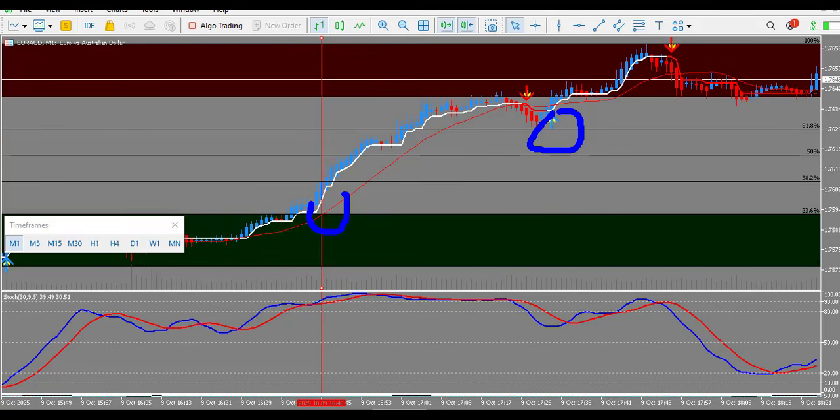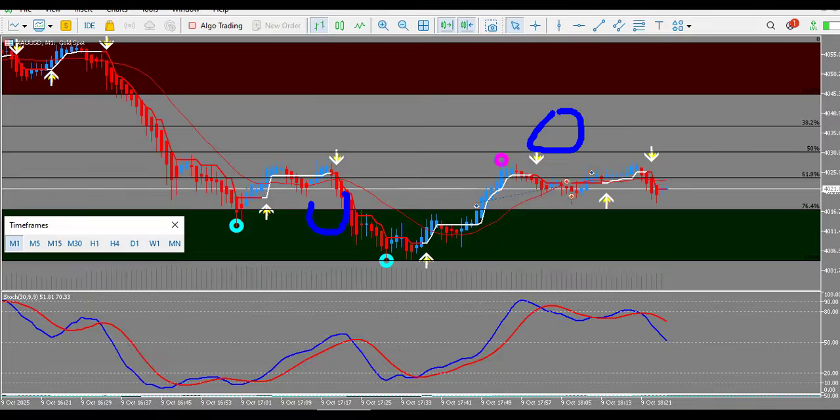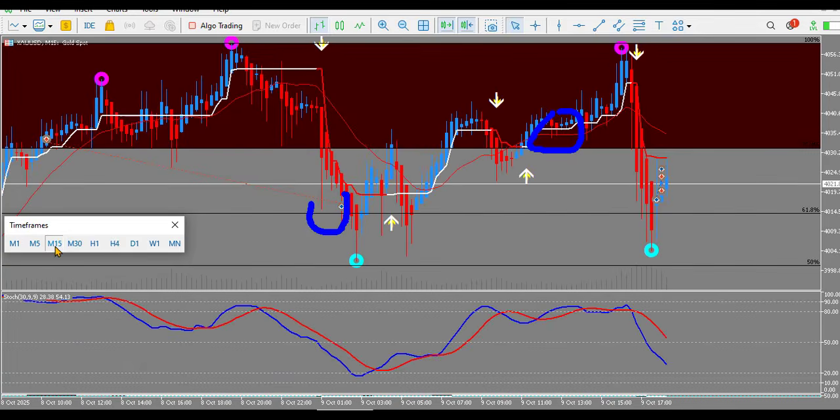You can use this strategy to trade anything you want to trade, as long as you have it on MetaTrader 5. You can use it on gold, on indices, on crypto. So here it is on the gold. It's still the same methodology, just check it on the higher time frame of what you want to trade.